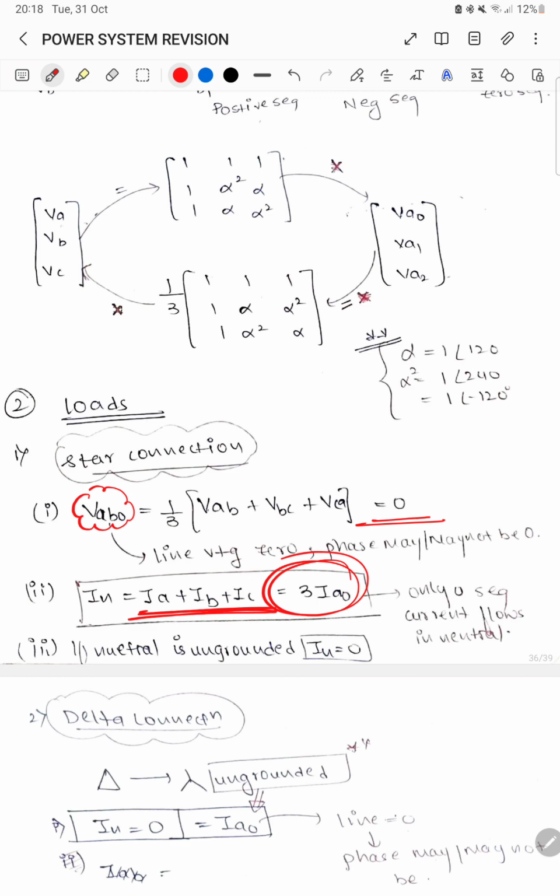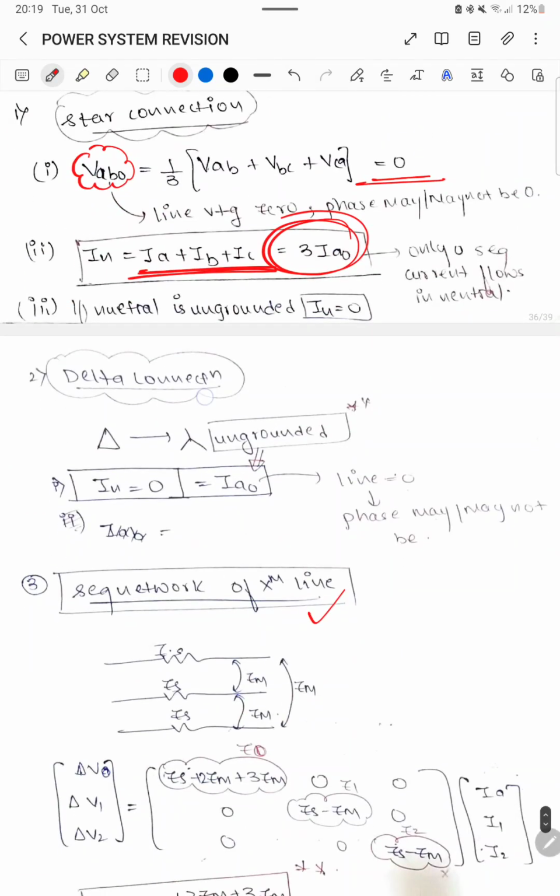This is nothing but the line current. Again, you cannot tell what is flowing through the phases. So in star, basically VAB0 is 0 and IN is 3IA0. Now this 3IA0 has some value only when the neutral is grounded. If the neutral is ungrounded, IA0 will be 0, which implies IN will be 0.